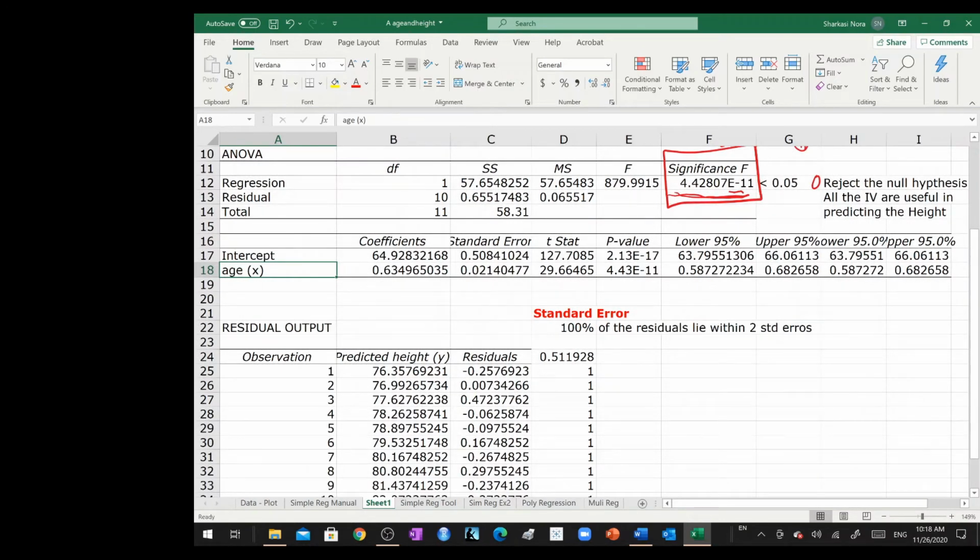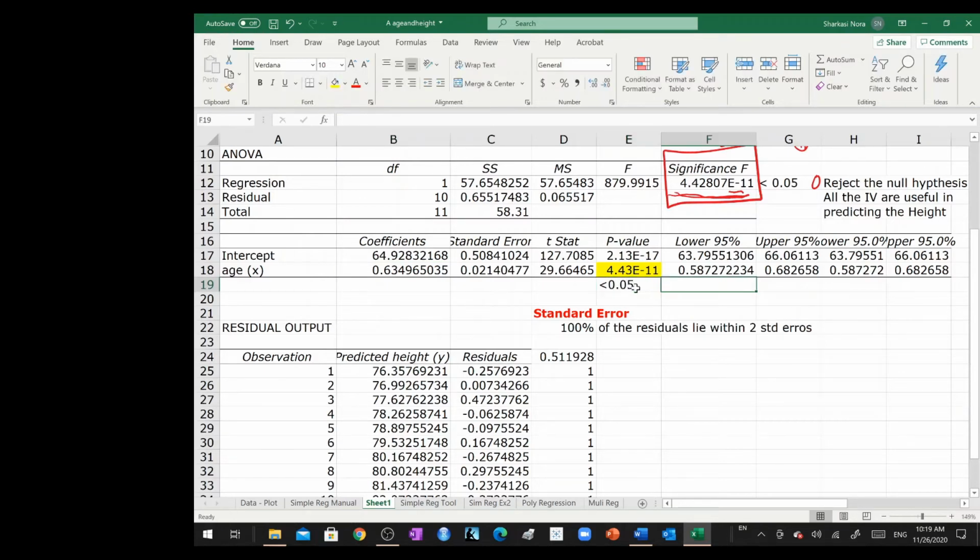The third one, after the Anova table, is the coefficients. Let's take a look at the coefficients. Usually with the intercept, we don't really mind about the p-value, which is the significance level. For the independent variables, we really focus on the p-value or the significance level. Over here, the significance level is very, very low. As you can see, it is less than 0.05. This means that this independent variable age is significant.